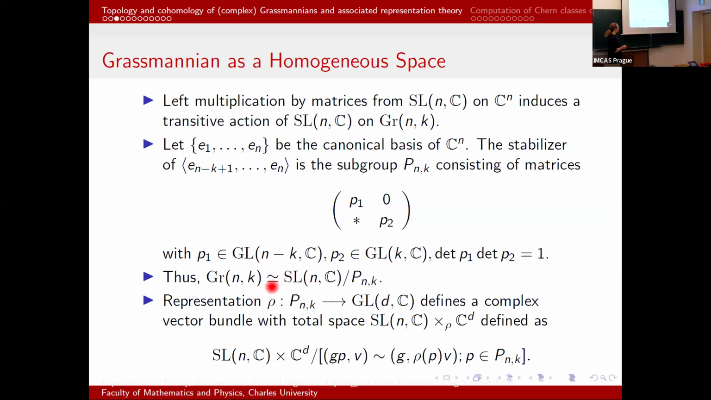So we can express the complex Grassmannian as the quotient space SLn over P(n,k). The inclusion of P(n,k) into SLn(C) and then the quotient map into the Grassmannian is a principal bundle, and vector bundles over the Grassmannian are then associated vector bundles to this principal bundle, and they correspond to representations of the parabolic subgroup P(n,k).